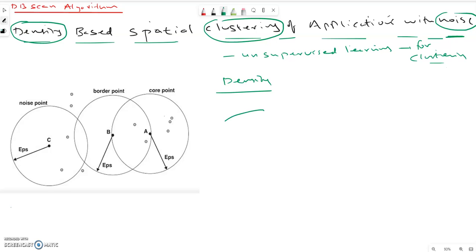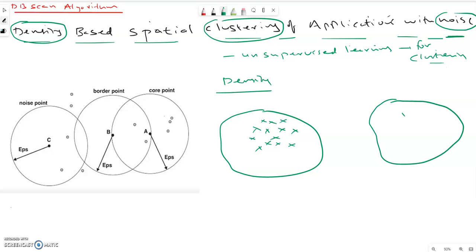Let's say we have a region with some data points, and we also have the same region with another set of data points. Now, when you observe this, the density of the first region is greater than the second region because there are more data points and more matter in the first region. Now, DBScan uses this concept of density to cluster the data.